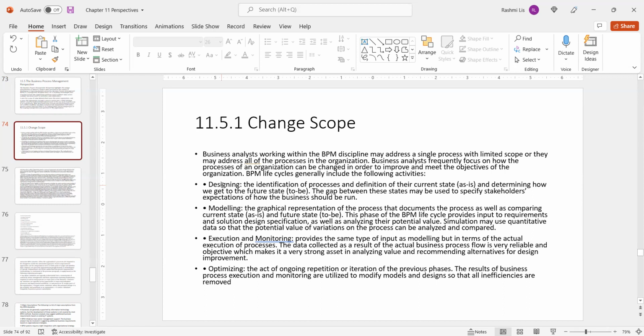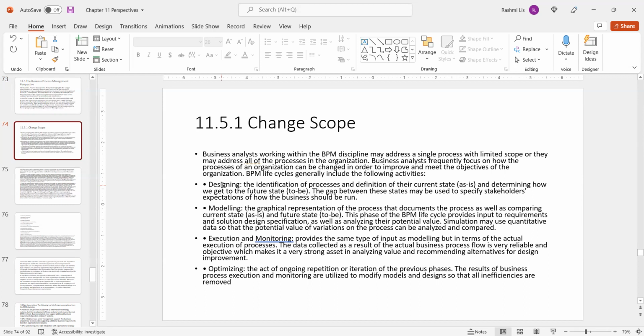Two is modeling, the graphical representation of the process that documents the process as well as comparing current state and future state. This phase of the BPM lifecycle provides input to requirements and solution design specification, as well as analyzing the potential value.